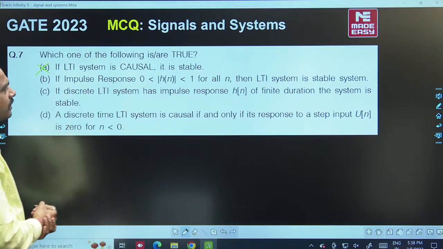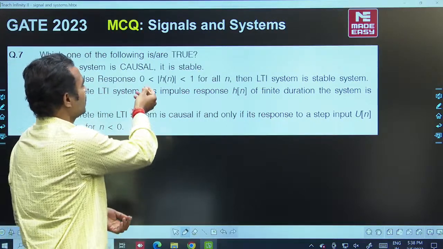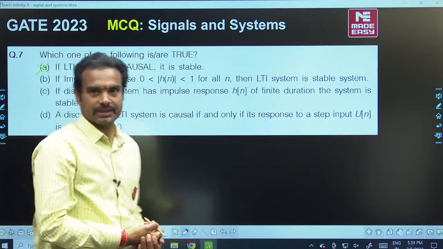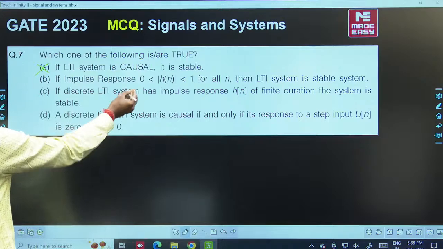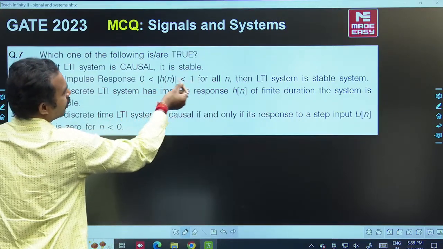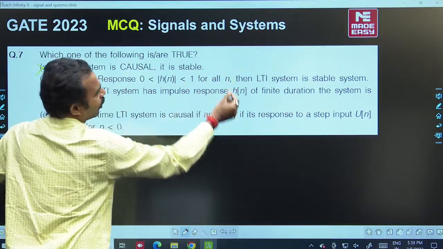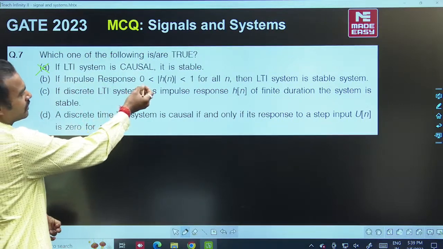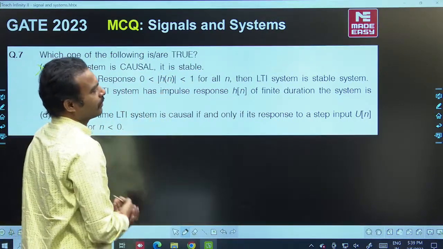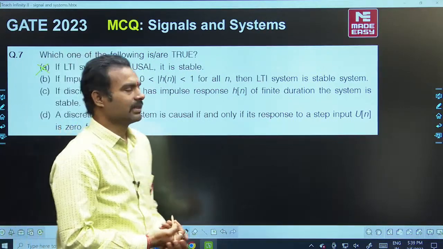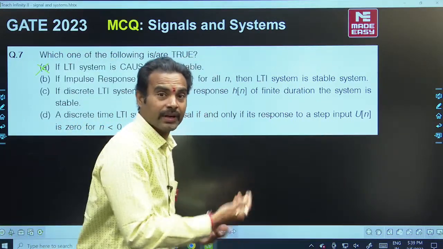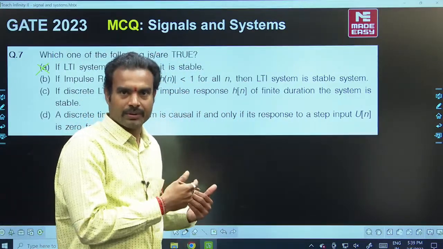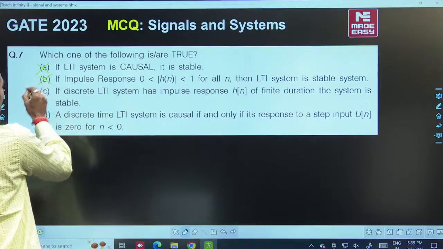And now coming to the second option, if impulse response 0 is less than mod h of n is less than 1 for all n, then LTI system is stable system. Do you clearly observe here the magnitude is given in between 0 to 1 for all n. So, we cannot tell this one also. If impulse response magnitude is in between 0 to 1 for all n, the LTI system can still be not stable, because if you have an infinite number of samples present, then it is also not becoming stable, right? So, this option is also not a correct option.